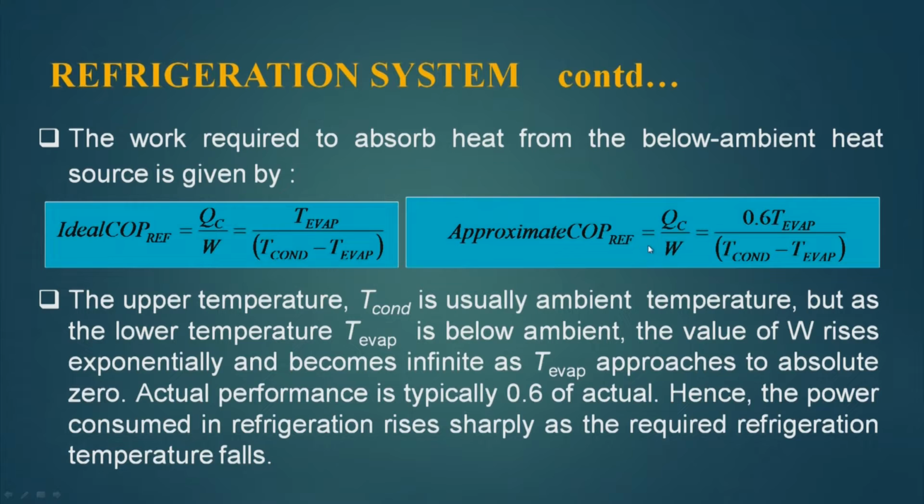This will happen because W is equal to QC divided by this much. So, when T evaporator moves to 0, this W will increase exponentially. The actual performance is typically 0.6 of the ideal performance. Hence, the power consumed in refrigeration rises sharply as the required refrigeration temperature falls.